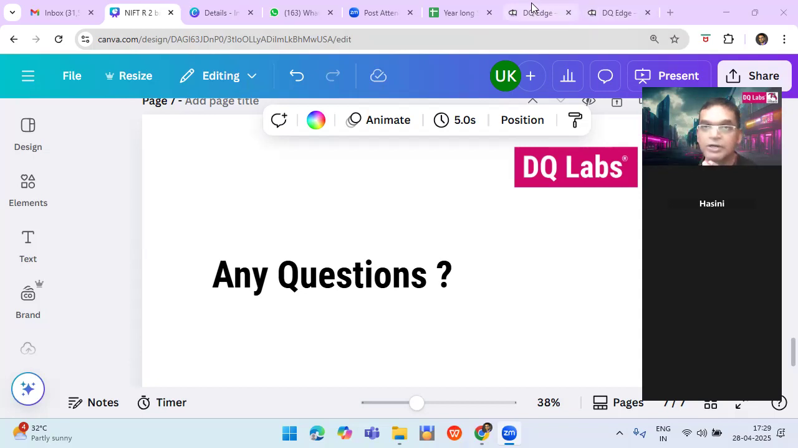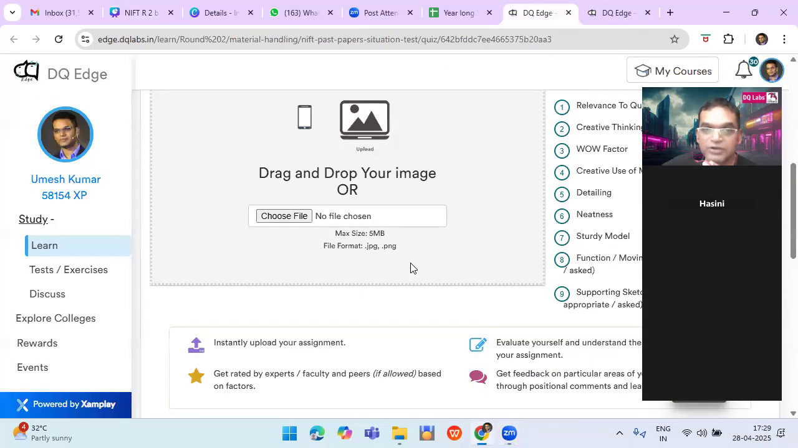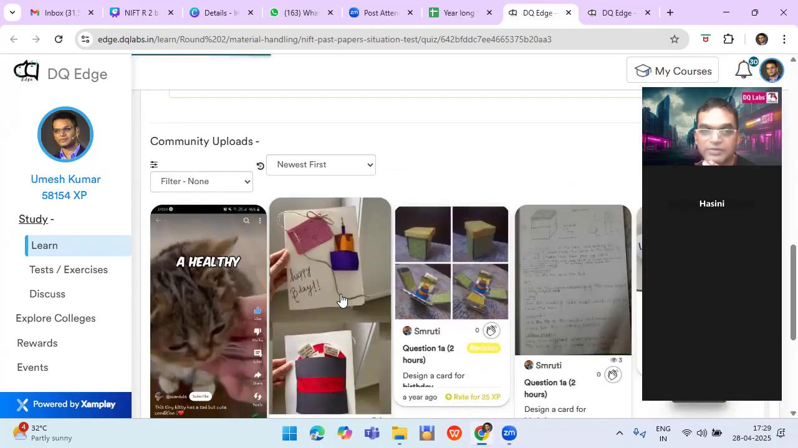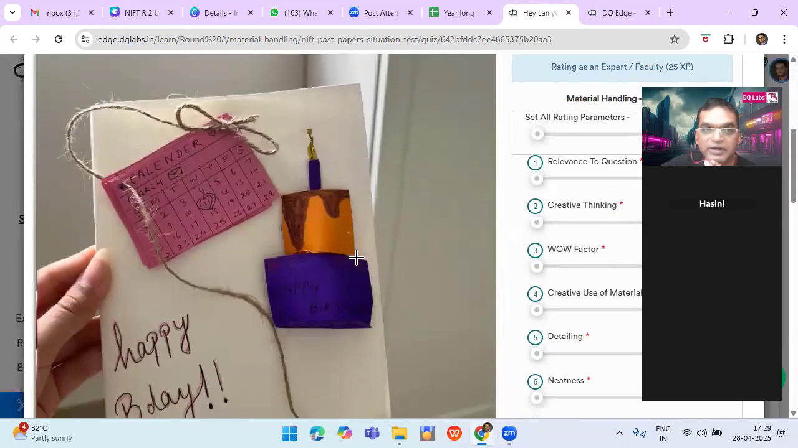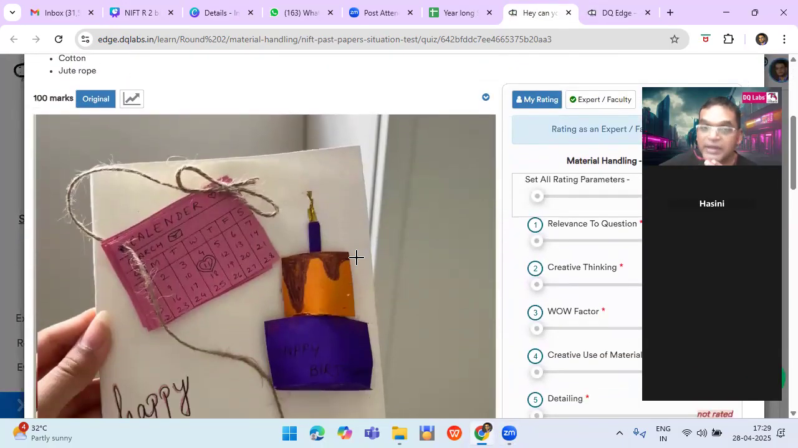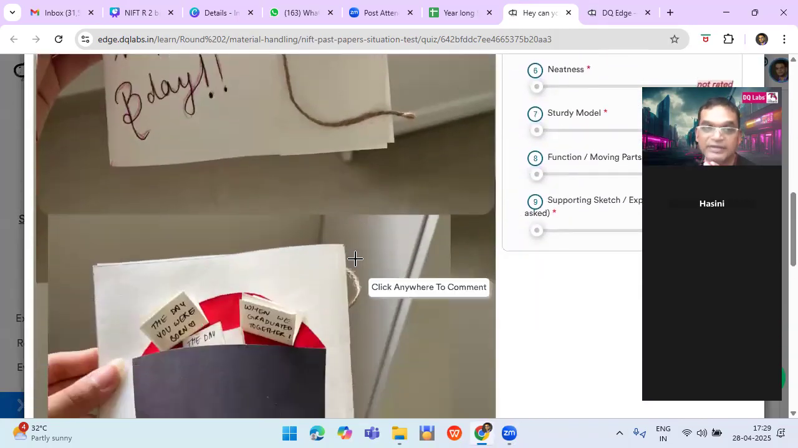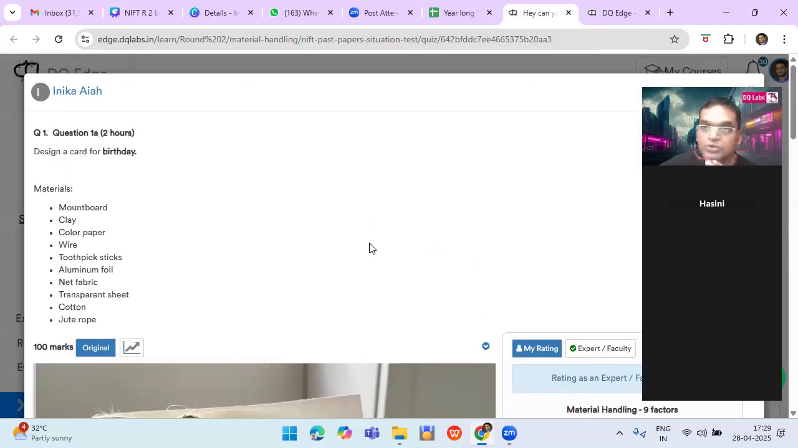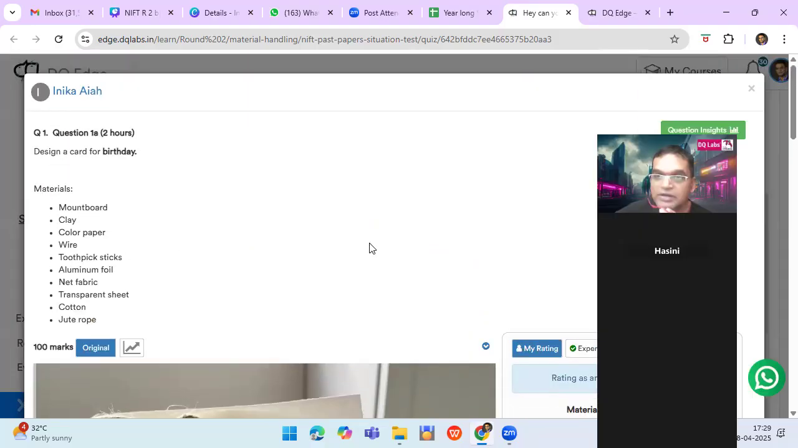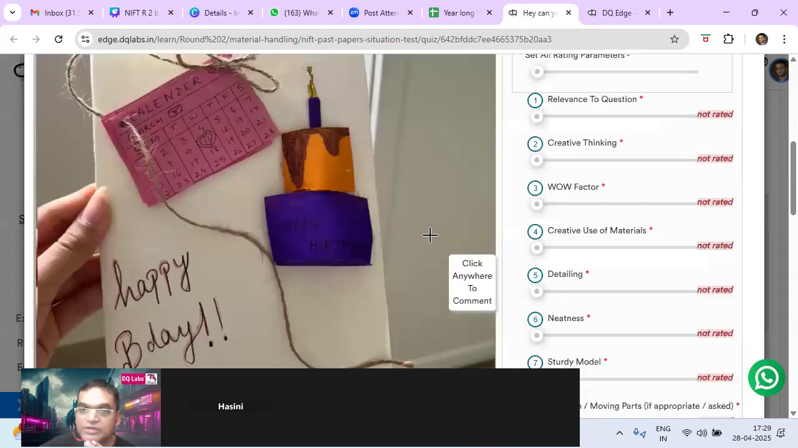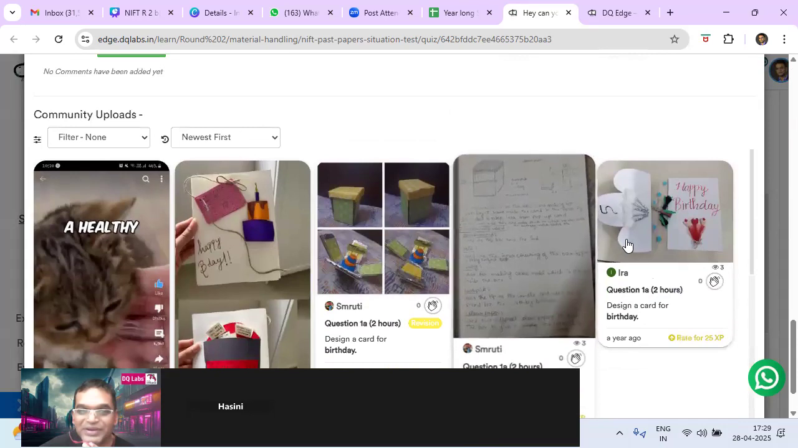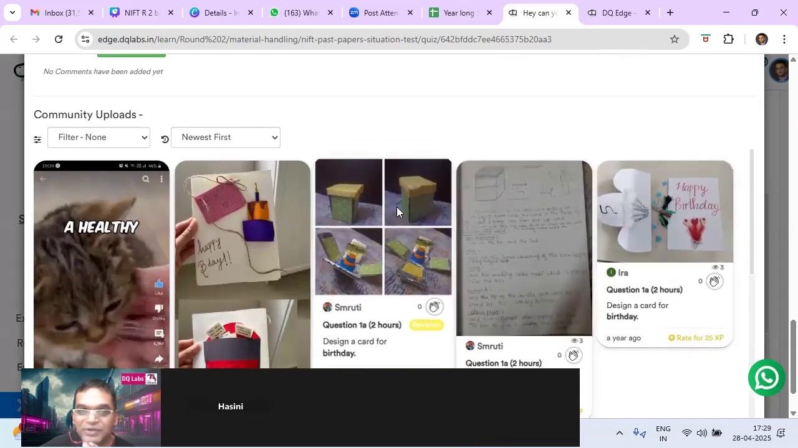On DQ Edge, once you do your work and upload it, also go through other students' works. For example, this is a birthday card. You gain so many ideas, so many interesting ways how it can be done. So please go through all of these works, and you can also rate them and leave comments. You know the drill. You can definitely benefit from doing that.